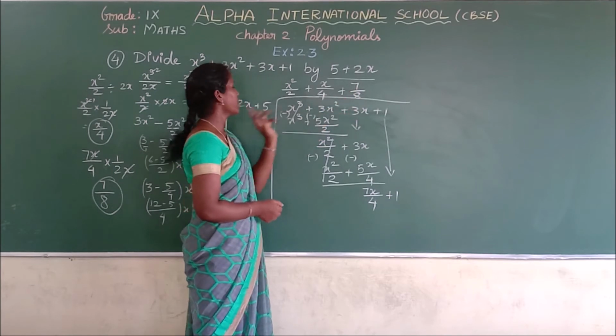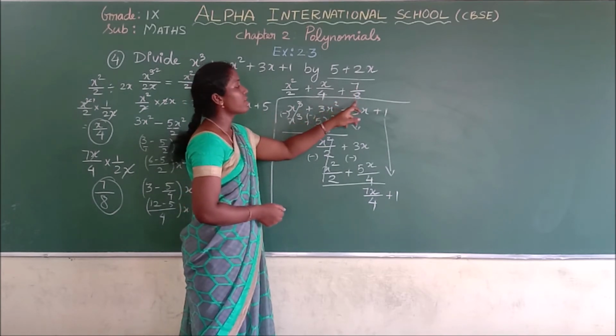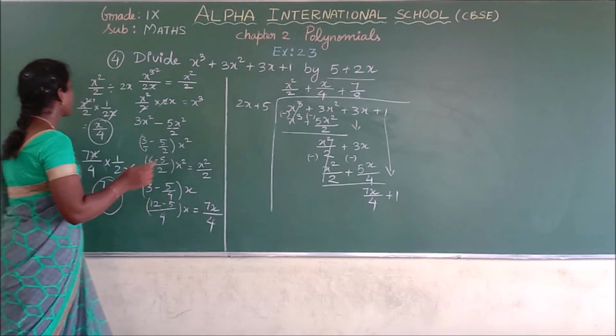So the last term of the quotient is 7 by 8. You have to multiply 7 by 8 with these two terms. First, 7 by 8 into 2x. How do you multiply?